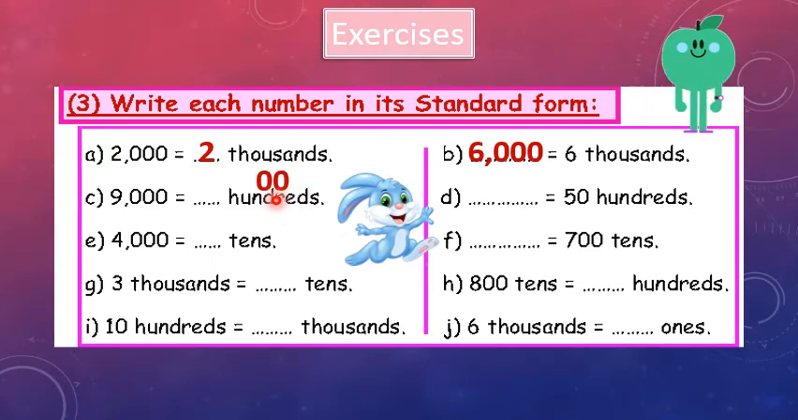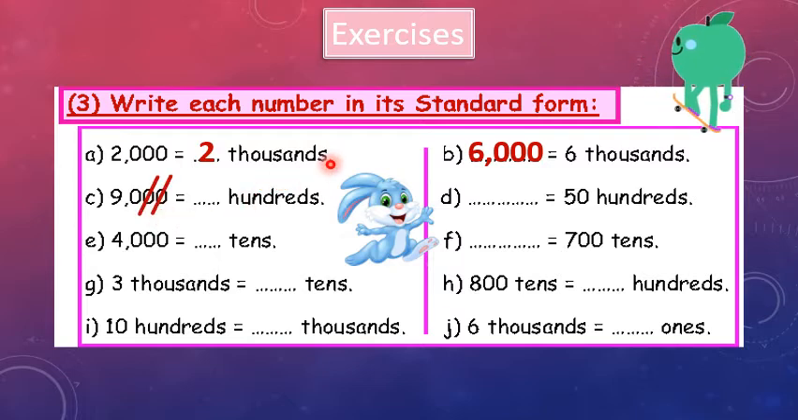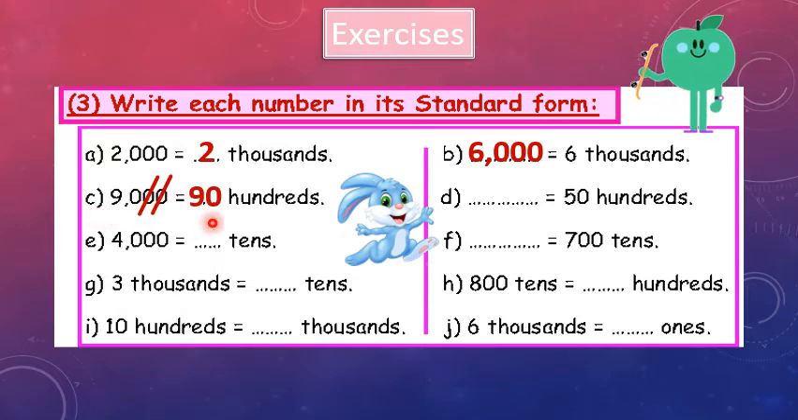Yes, 2 zeros. Then cancel this number of zeros in the next side. It will be like this. 1, 2. Then vanish 2 zeros. Then the rest will be how many zero in this side? 1 zero only. Then it will be 90. 90 hundreds. Then 9,000 equal 90 hundreds. Good job. Next one here.